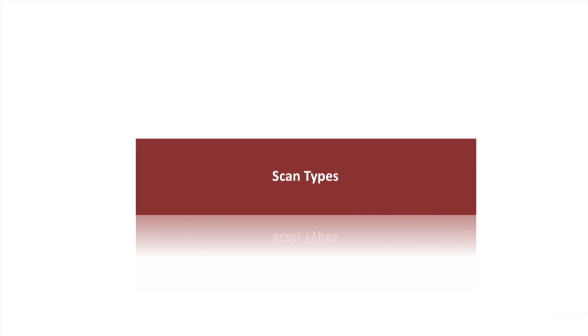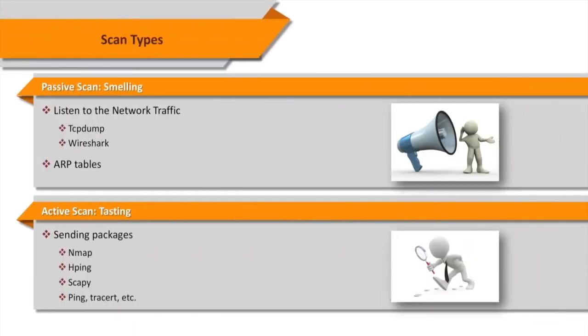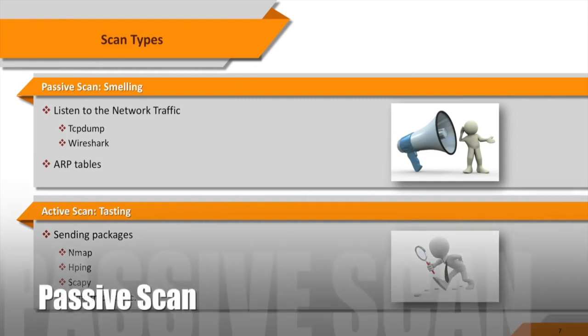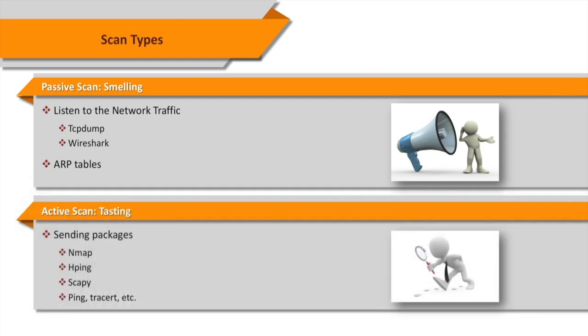You can scan the network to find out the computer systems in a network and discover the network topology. First, let's see the scan types. There are two types of scanning. First type is passive scan. In this type of scanning, you don't want to be recognized by the target. In this regard, you don't directly contact target systems.